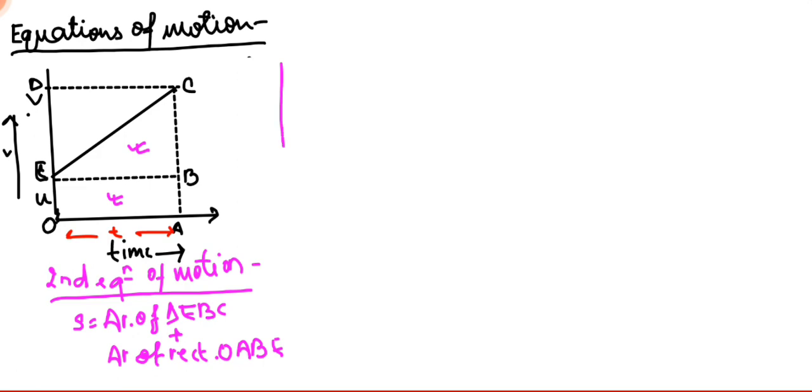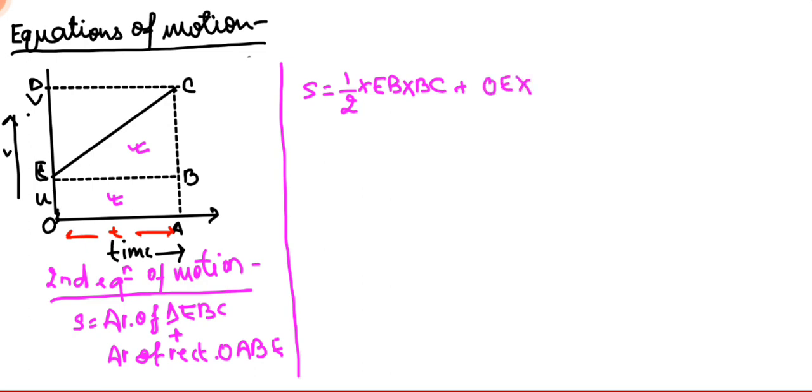Okay, now when we solve it, we get that S is equal to the area of triangle EBC, which is 1 by 2 into base EB multiplied by height BC. Clear? Now it can be written as plus the area of rectangle OABE, which is length multiplied by breadth, that is OE multiplied by breadth.